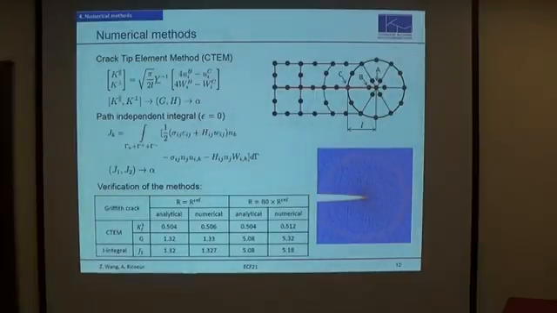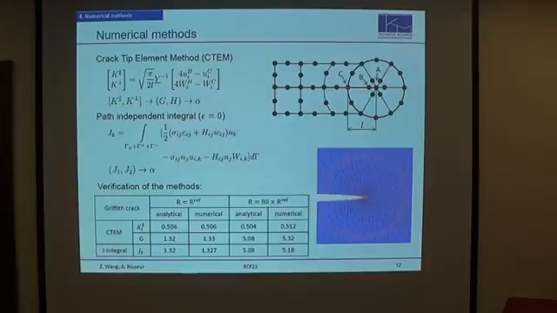As the post-process, we choose two methods. One is the corrective element method to calculate the K factor, where the middle nodes are shifted in the direction of the crack tip, and such elements are around the crack tip. And from the K factor, we can derive the G and H, which leads us to the crack deflection angle.